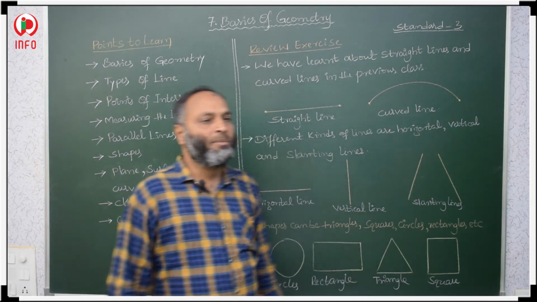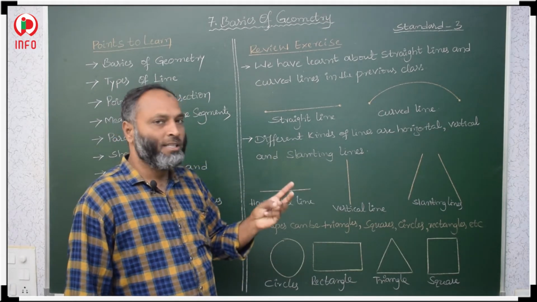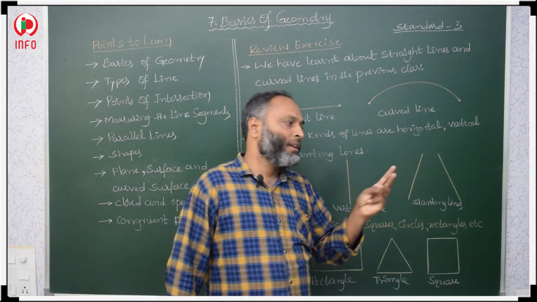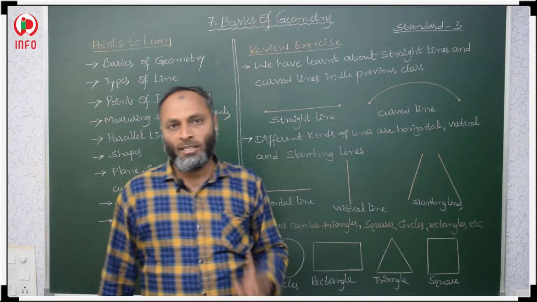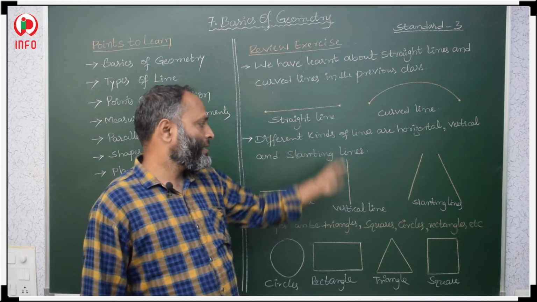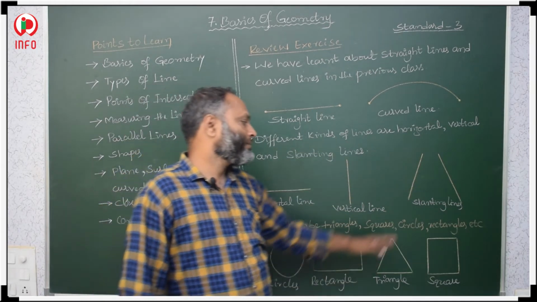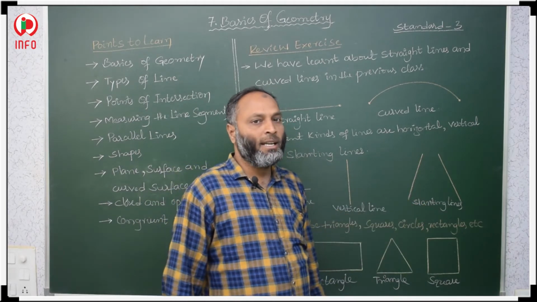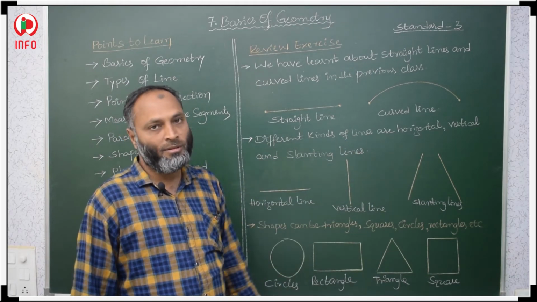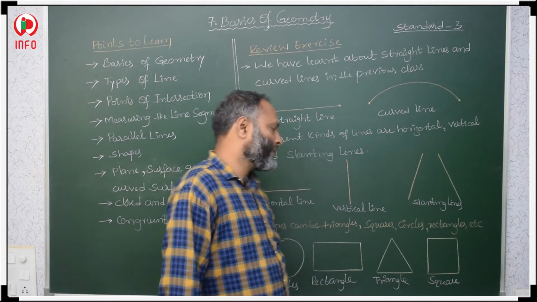So, different types of lines. How many types of lines are there? Straight lines. How many types of straight lines are there? Horizontal line, vertical line and slanting lines. Horizontal line is also called a sleeping line, vertical line is perpendicular to the surface. Then a slanting line means it makes some slope with the surface. So, these are slanting lines.